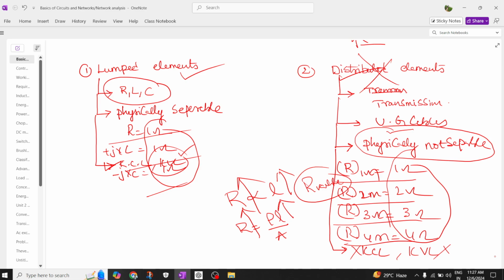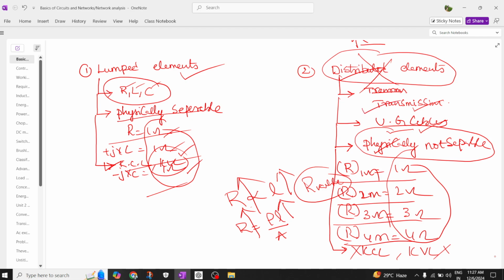Lumped element examples are R, L, C. Physically we can represent their quantity as 1 ohm, 1 ohm in inductance form, and in capacitance as 1 ohm. But in distributed elements, the value is physically not separable. In the case of a transmission line or an underground cable line, the length increases, resistance increases. With the variation of length, resistance also increases. Therefore, these kinds of elements are called distributed elements.